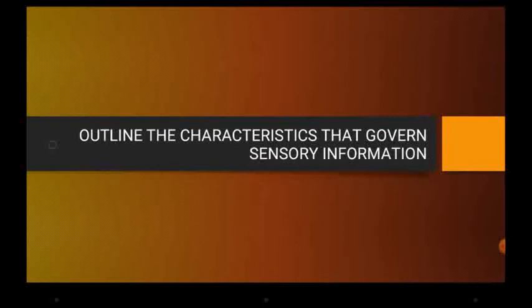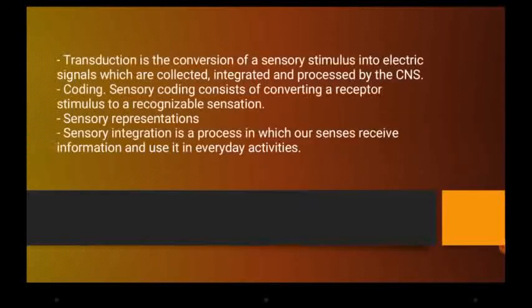So the next question is, outline the characteristics that govern sensory information. Those characteristics are sensory transduction, sensory coding, sensory representations, and sensory integration. We discussed already sensory transduction, which is the conversion of a sensory stimulus into electric signals which are collected, integrated, and processed by the CNS, the central nervous system. Those sensory stimuli can be light, taste, sound, touch, or smell.